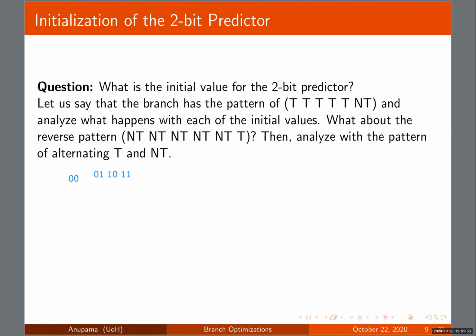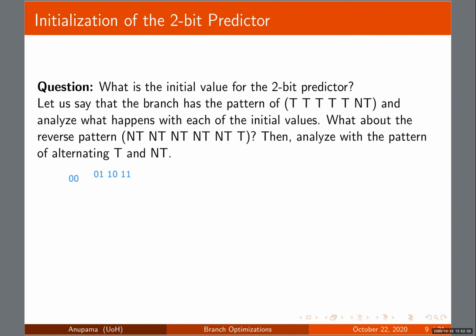3. On the first taken, your prediction was not taken, right? On the second taken, your prediction was still not taken. Okay, let me just make this point. When you say 0, 0, strongly not taken, obviously your prediction is not taken. 0, 1, weakly not taken, your prediction is still not taken. When you move to 1, 0, your prediction now changes to taken.